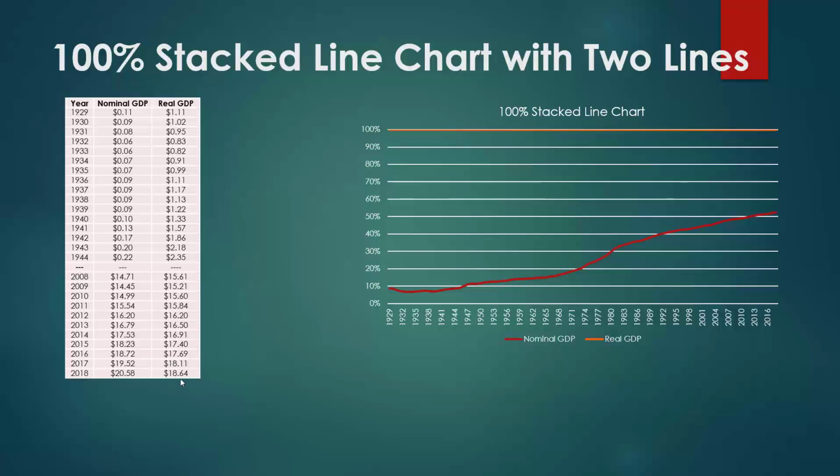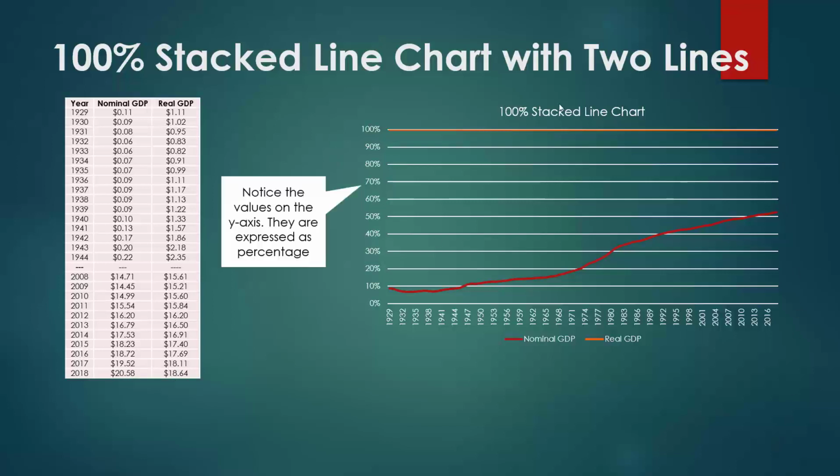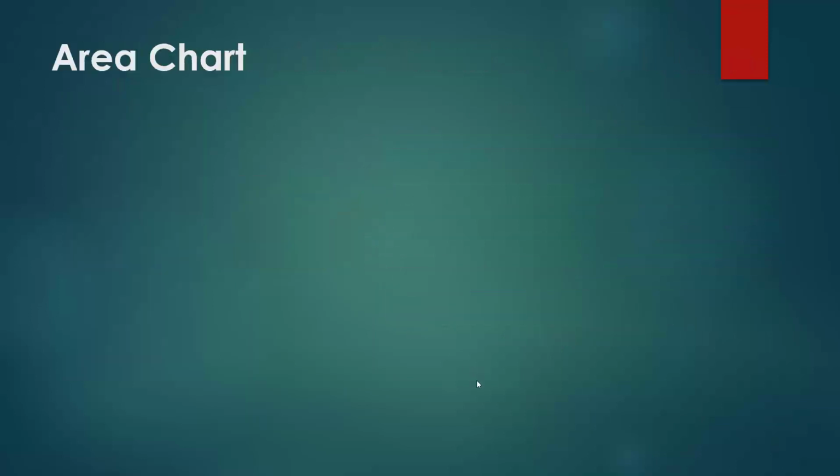So 20.58 plus 18.64 is 39 point something. So this one is a little bit over 50%, and this is less than 50%. So you can see this is a little bit over 50%, so this is less than 50%. And in a 100% line chart, we see percentages here, not the absolute values.